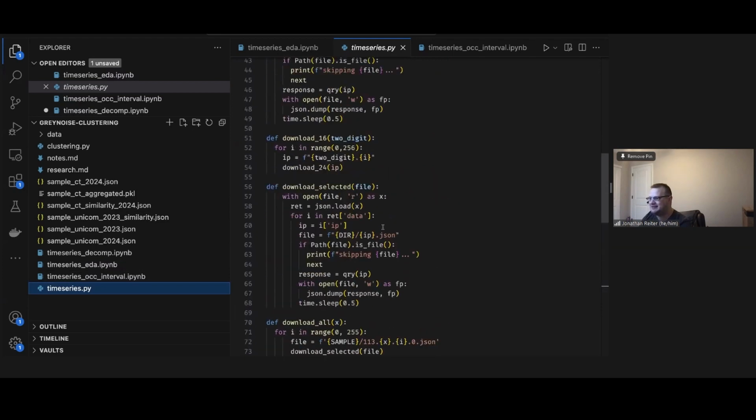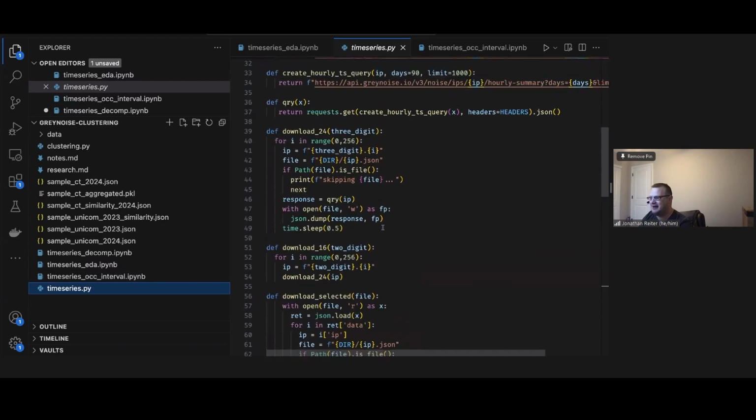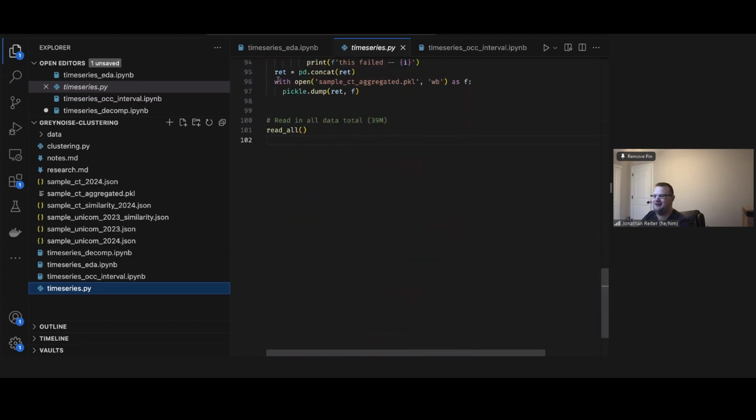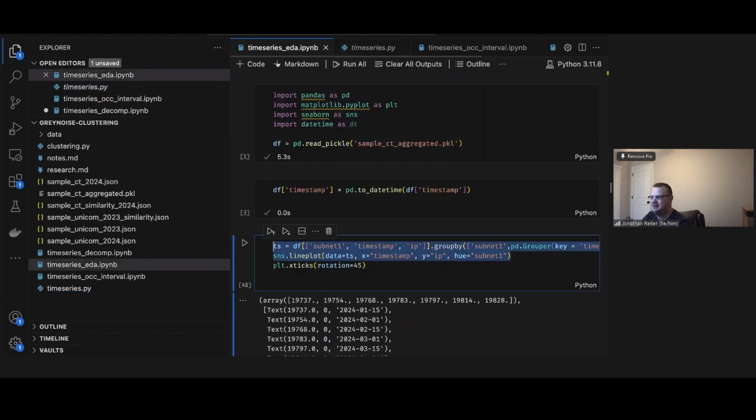I more or less used the hourly summary API in GreyNoise in order to grab this data. Grabbing everything that I already knew had a valid scanning IP, by doing a summarization scan across the entire subnet. And I won't get into the actual subnet queries. That's fairly straightforward. If you have questions about any of the specific GreyNoise queries, you can ping me in Discord, and I can get to it.